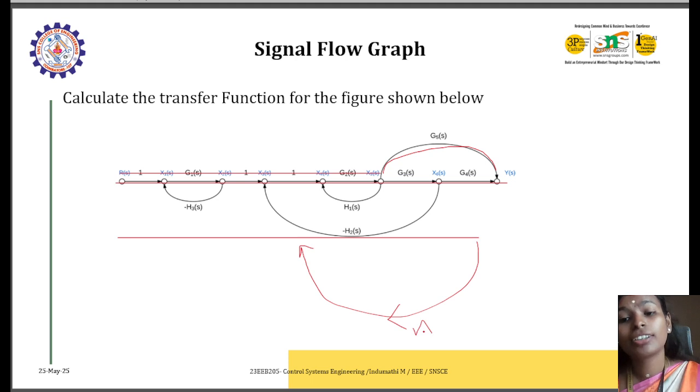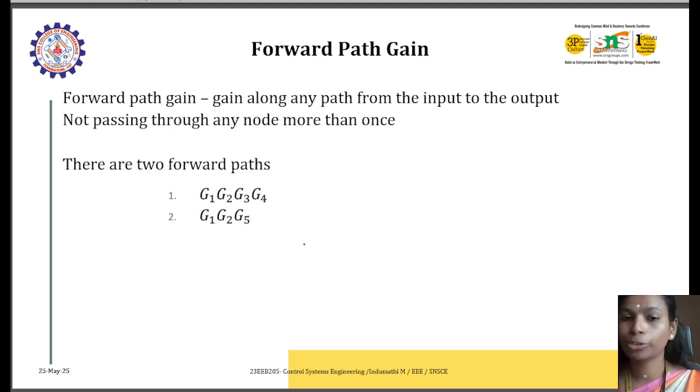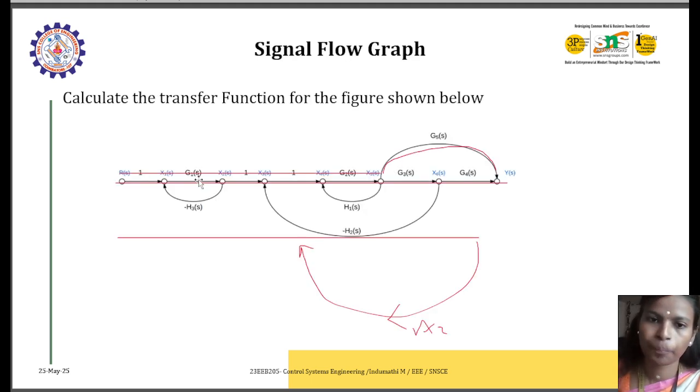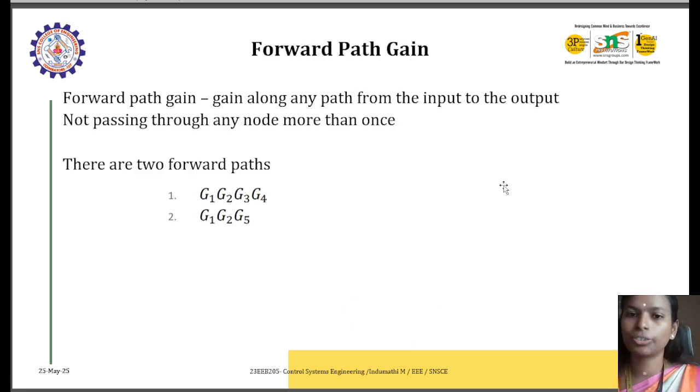And there is another rule: a node cannot be repeated more than once. For example, I'm drawing a line from input to output in your problem, and it should flow through a single line or some curved paths. But a node cannot be repeated twice when you're drawing a forward path. So we have two forward paths here. The first one is G1, G2, G3, and G4, where G1, G2 and so on are the gains. For the second path, G1, G2, and we have eliminated G3 and G4 and taken G5. So that is the forward path.